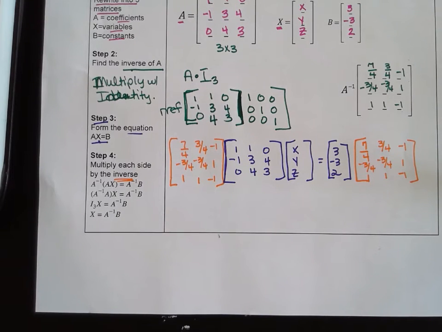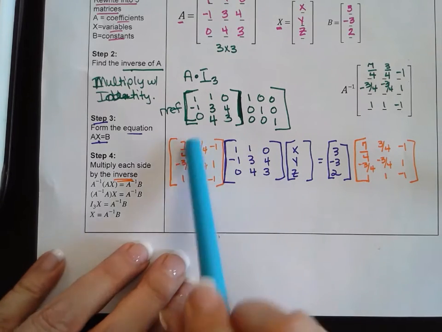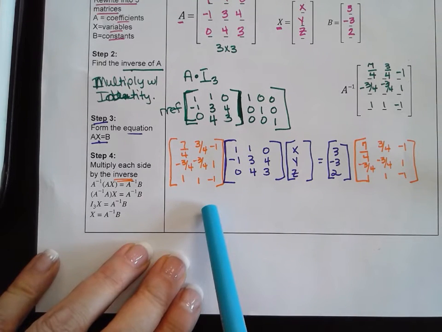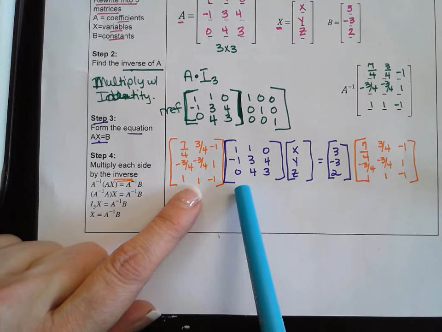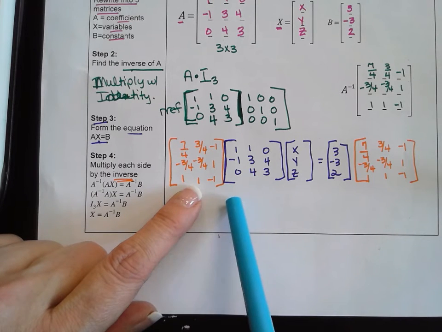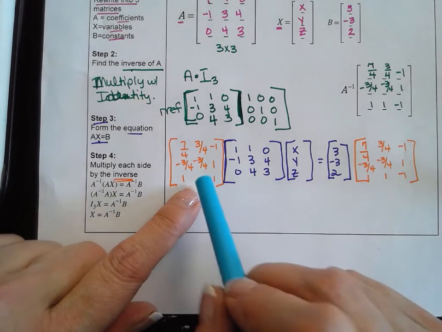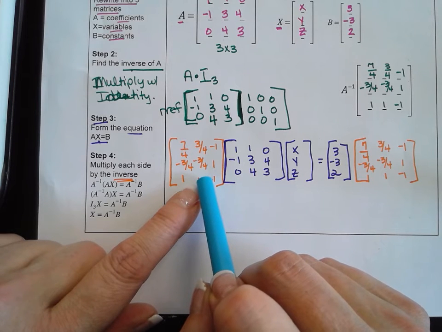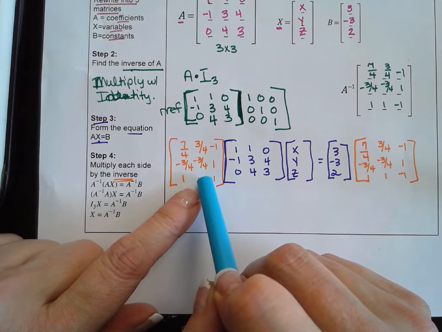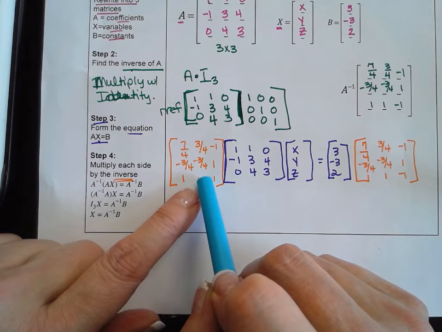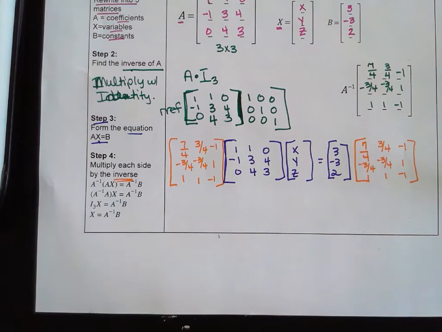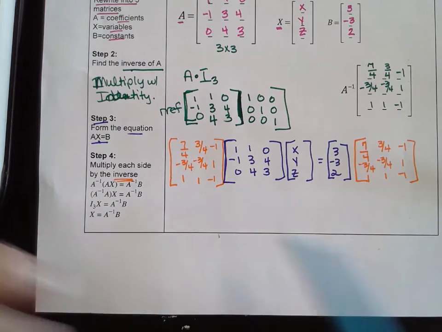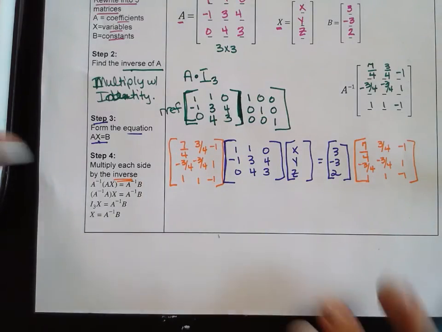Okay, everybody with me? Yep. Now let's think about what's going to happen on this side over here. Remember when we were talking yesterday, we were saying how the inverse is like a reciprocal. What happens when you multiply a number by its reciprocal? You get a 1. That's beautiful. That's kind of what we want.